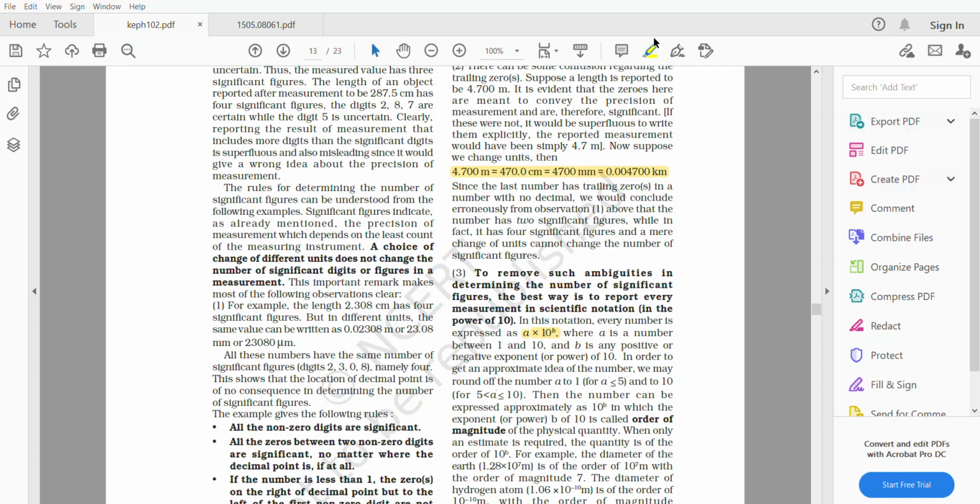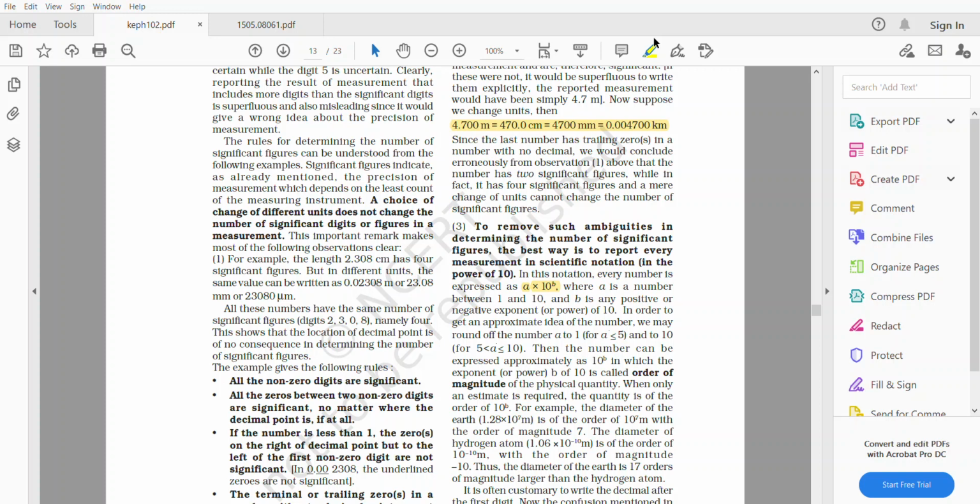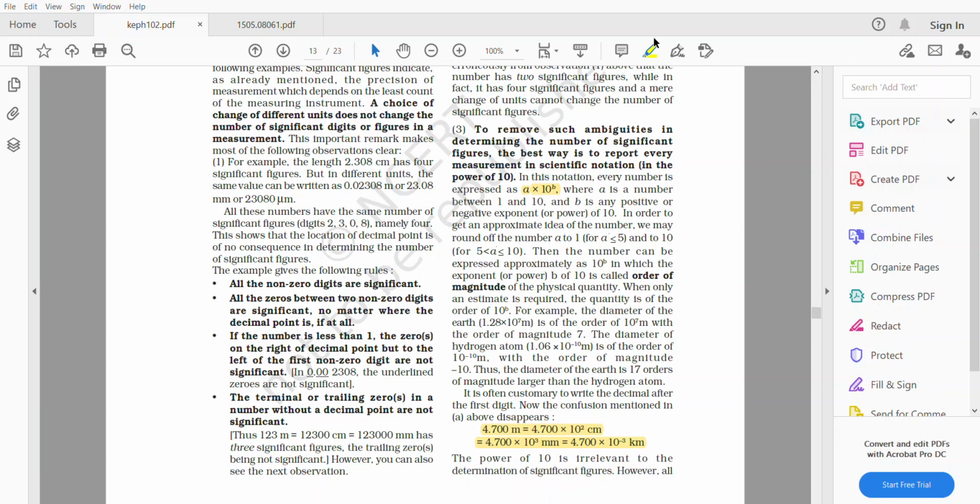They have shown an example here in which it seems that the change of units is changing the number of significant digits, which is obviously not true. So, in order to avoid all such confusions, it is always better to report measurements in scientific notation. Scientific notations are of this form, and they have given the same example here in scientific notation, and we can see that it is consistently 4 significant digits.